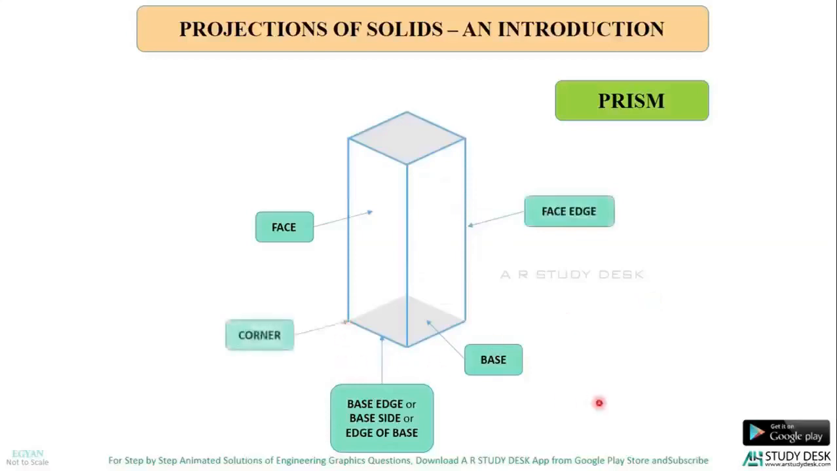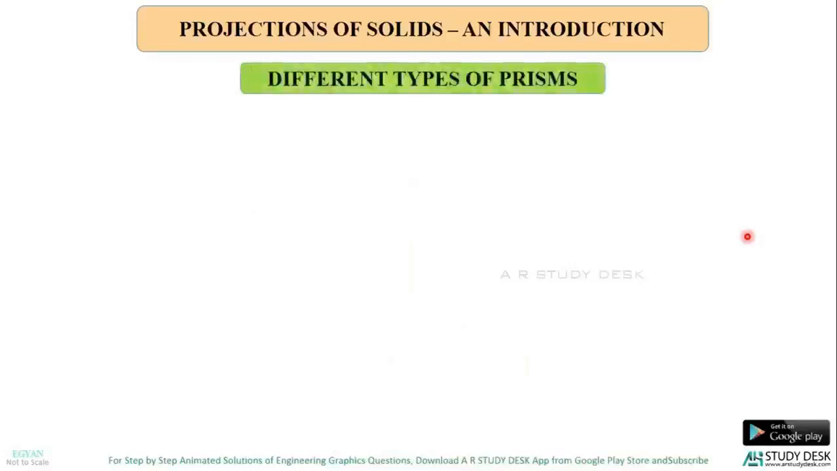Now this is called the corner. So these are the corners of the prism. Then this is called the top. So hope you got the idea of a prism and its nomenclature. Now we'll see what are the different types of prisms that we'll be using in this topic.